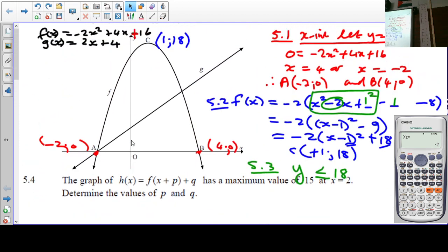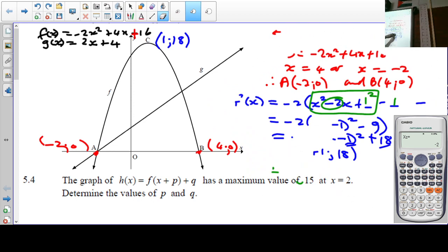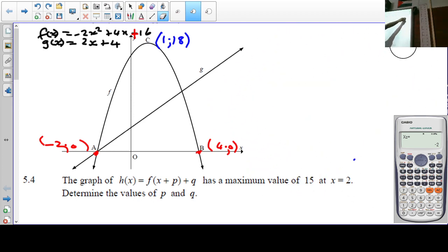So what I'm going to do is take this off here. As I said, I'm going to try and keep the diagram in focus rather. It will be more beneficial to us. In question 5.4, we are told the graph of h of x equals f of x plus p plus q has a maximum of 15 at x equal to 2. Determine p and q.